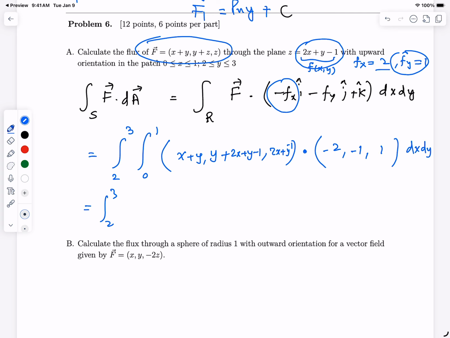If you take the dot product, you just multiply x plus y with negative 2, y plus 2x plus y minus 1 with negative 1, and 2x plus y minus 1 with 1, and then you integrate with respect to x, and after that you integrate with respect to y. This is how we compute the flux through any surface S, where the surface is given by the equation z is equal to f of x comma y.